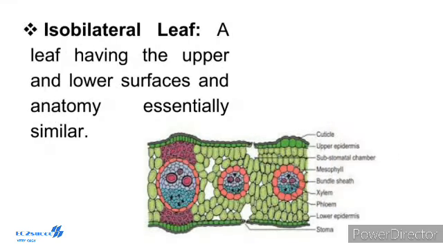Another one, isobilateral leaf. A leaf having upper and lower surfaces and anatomy essentially similar. Isobilateral is also called equifacial leaf. These leaves are oriented in such a way that both surfaces of the leaves are equally exposed to the sunlight. Such leaves possess uniform structure on both upper and lower surfaces. Most of the monocot leaves are isobilateral.